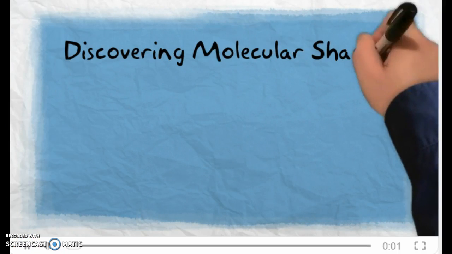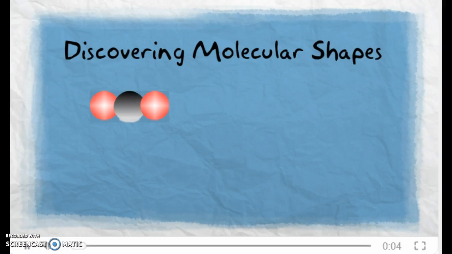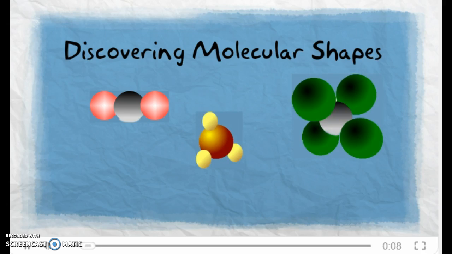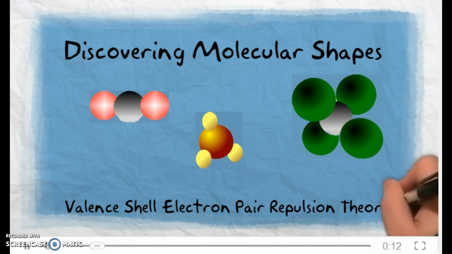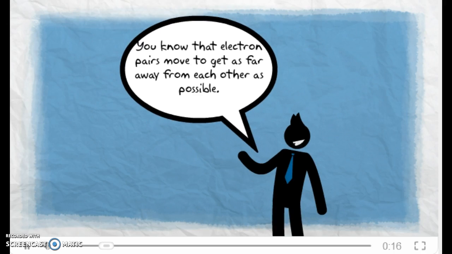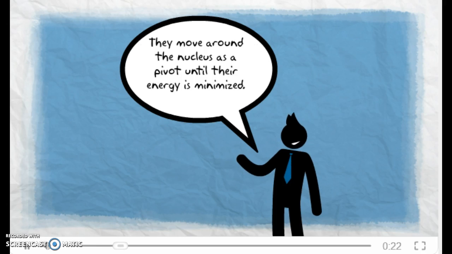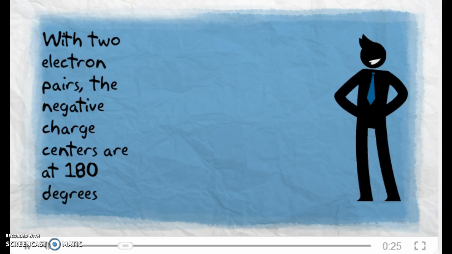Let's talk about molecular shapes: linear, trigonal planar, and tetrahedral. We use valence shell electron pair repulsion theory. Now, we know that electron pairs will move to get as far away from each other as possible. They move around the nucleus at a pivot until their energy is minimized.